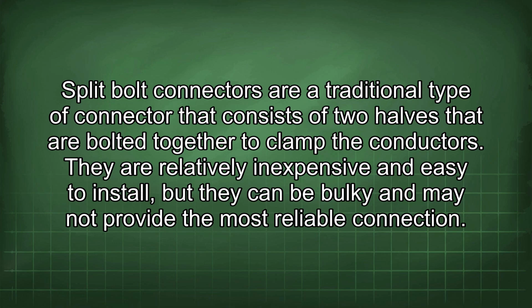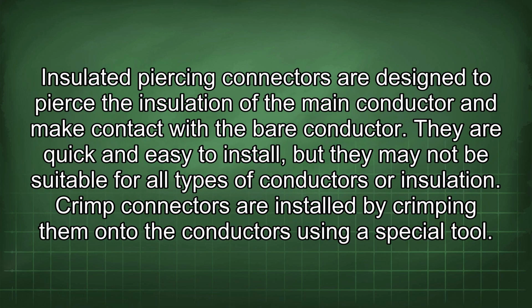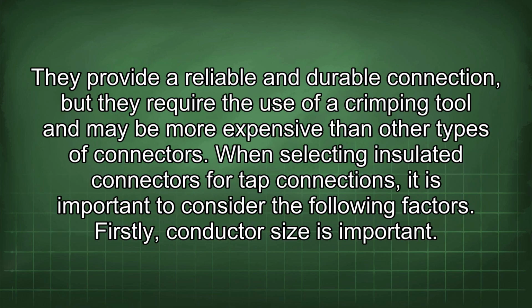Split bolt connectors are a traditional type of connector that consists of two halves that are bolted together to clamp the conductors. They are relatively inexpensive and easy to install, but they can be bulky and may not provide the most reliable connection. Insulated piercing connectors are designed to pierce the insulation of the main conductor and make contact with the bare conductor. They are quick and easy to install, but they may not be suitable for all types of conductors or insulation. Crimp connectors are installed by crimping them onto the conductors using a special tool. They provide a reliable and durable connection, but they require the use of a crimping tool and may be more expensive than other types of connectors.